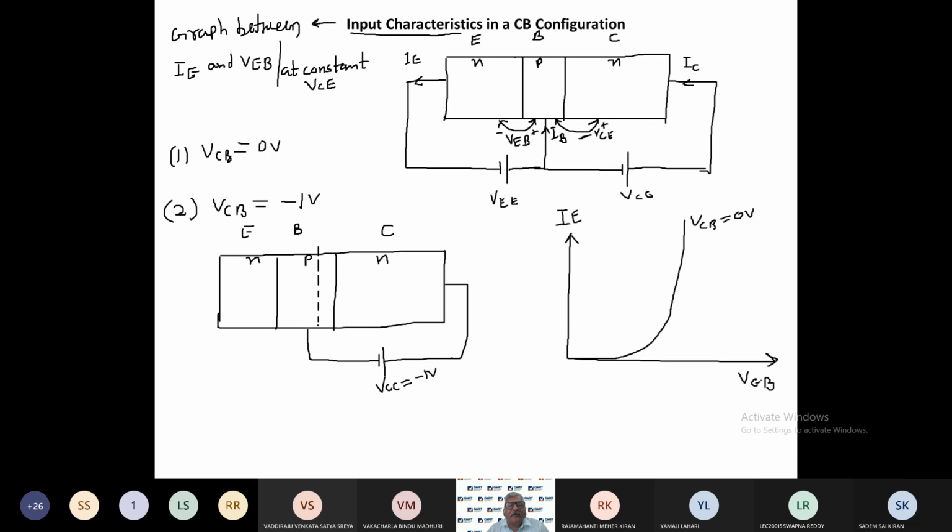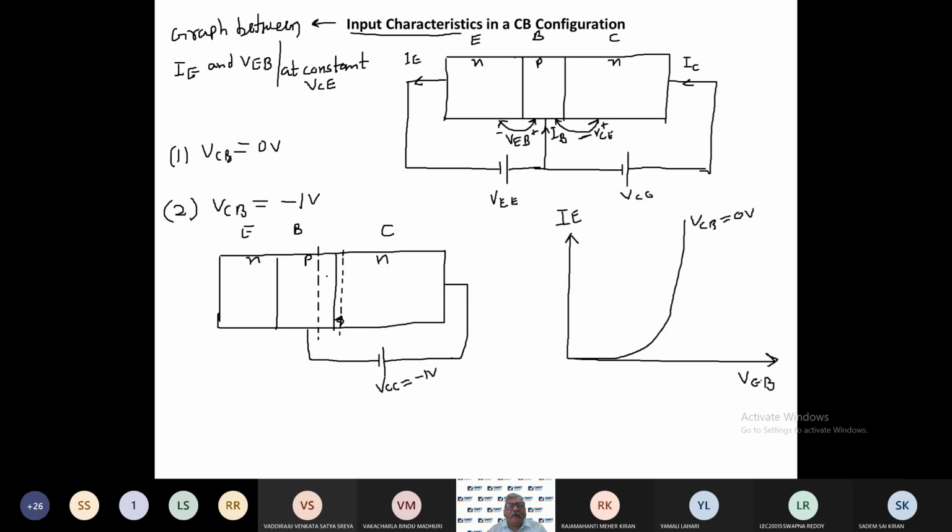Now suppose this is the depletion layer in the base. See, the base is lightly doped. That's why you will find more depletion layer in the base region. In the collector also the depletion layer is there, but since the collector is heavily doped, the width of the depletion layer is not that much. But on the base side it will be more.